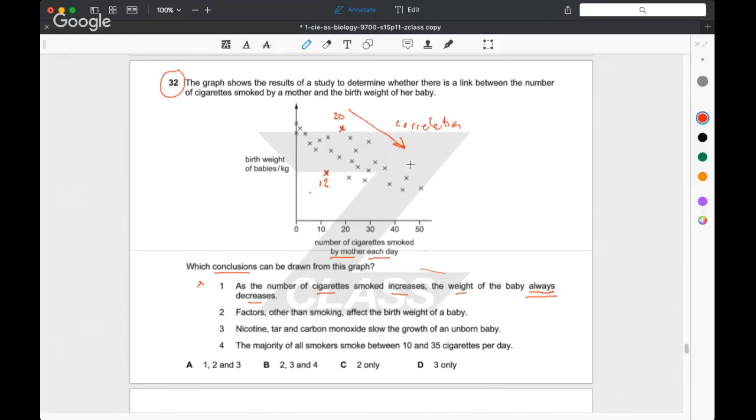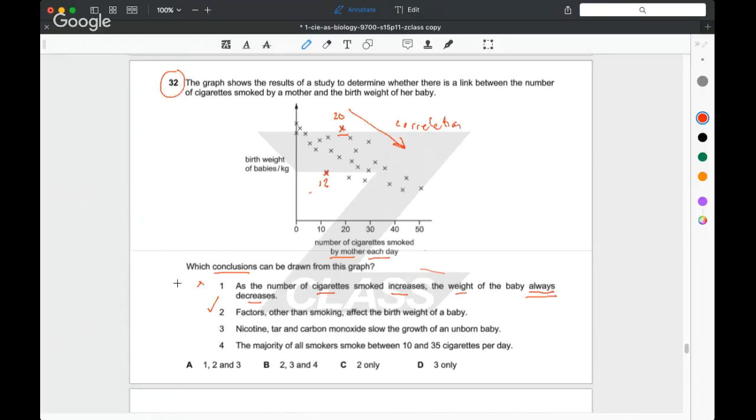So that must mean that there must be other factors that are affecting the weight of the baby, because you can see between these two that there must be some other factor affecting the weight of the baby, because even with 20 cigarettes per day, that baby up there had a relatively high birth weight. So it's true that there must be some other factors other than smoking that are affecting the weight of the baby.